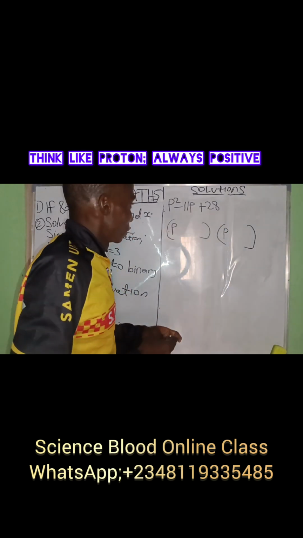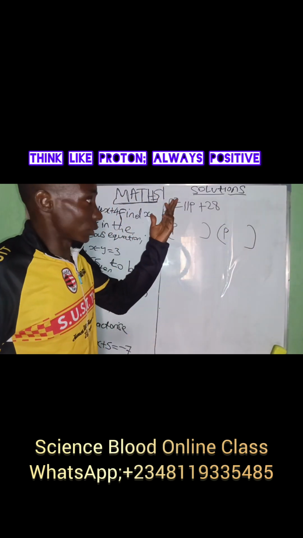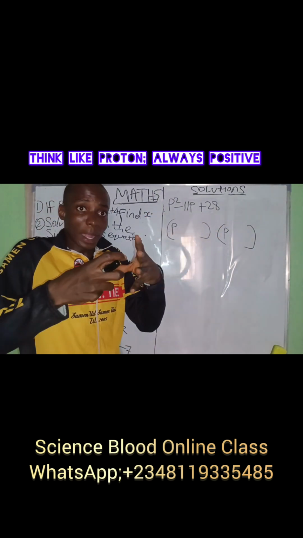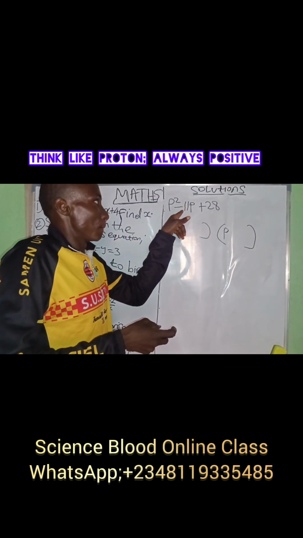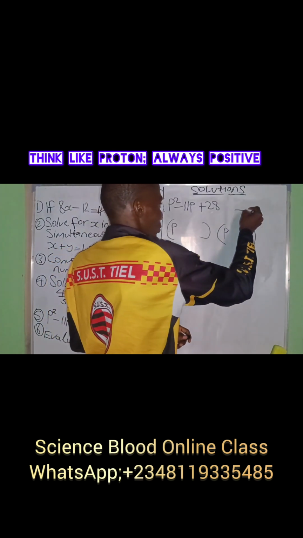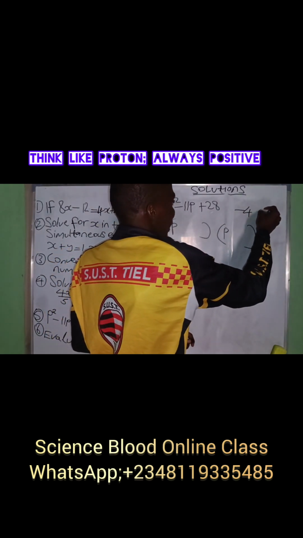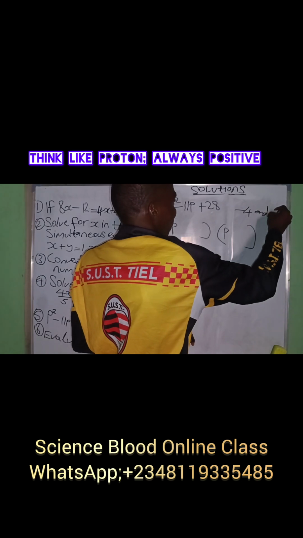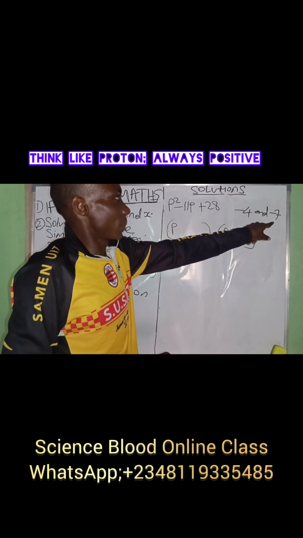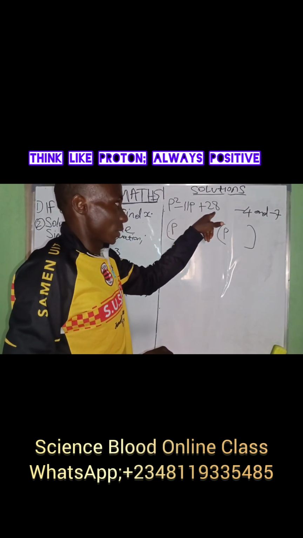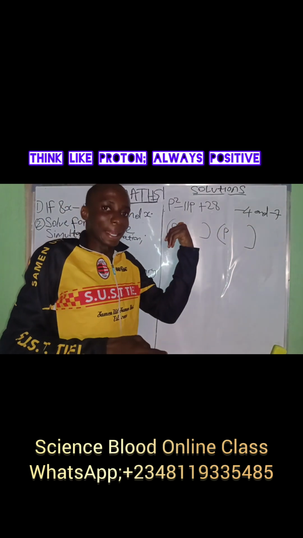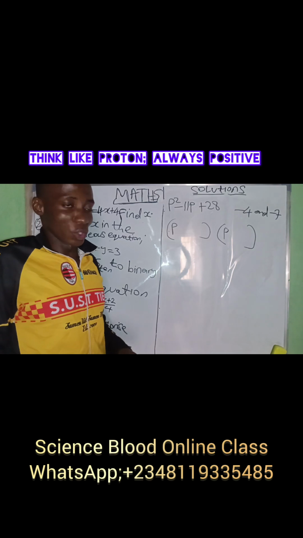Okay, what next? Now you think of two numbers whose product will give us 28, and when you add them together, you have minus 11. Without wasting much time, the numbers will be minus 4 and minus 7. So this implies minus 4 times minus 7 will give us plus 28. Minus 4 plus minus 7 will give us minus 11. So this will work for this question.